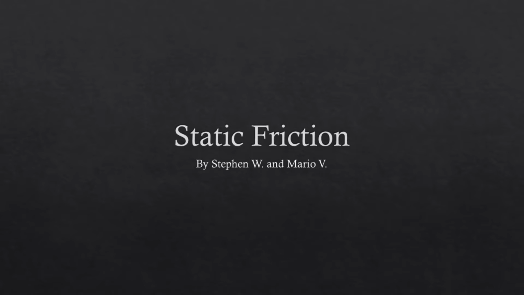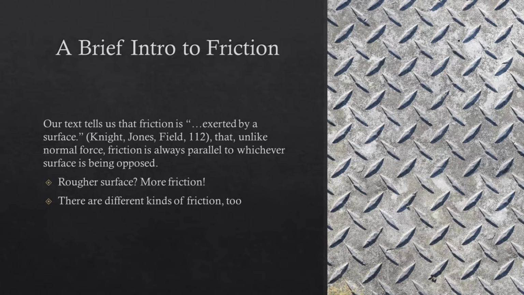Our text tells us that friction is exerted by a surface. That, unlike normal force, friction is always parallel to whichever surface is being opposed. Why? Because the atoms of those two different surfaces are colliding with each other. The rougher the surface, the more friction. Things don't stop there, however.